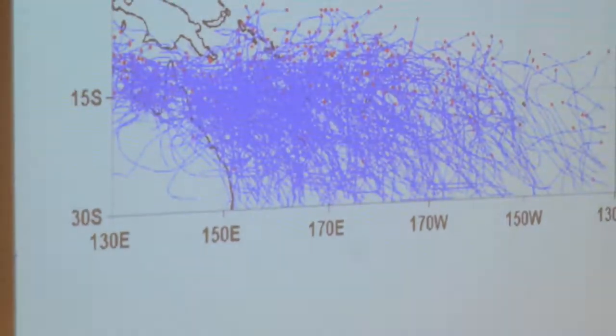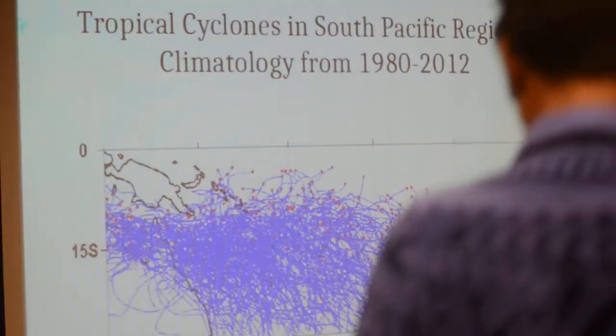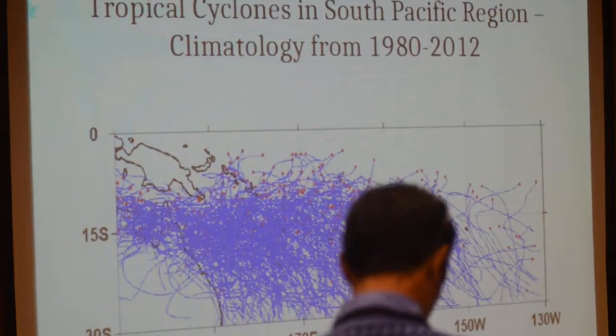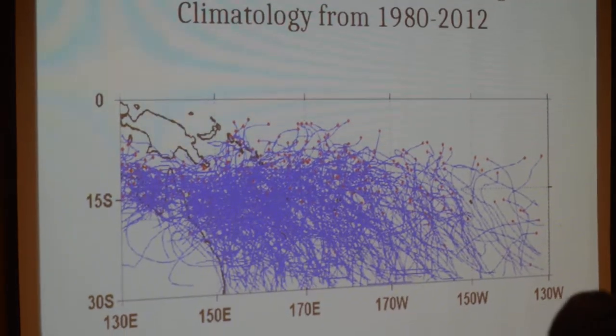Now we go into the problem. As you can see, and I'm sure that you guys can plot better diagrams than this with ArcGIS and all those quite colorful tools that I've been seeing. This was developed by one of my co-authors. This is just the track of the tropical cyclones from 1980 to 2012.